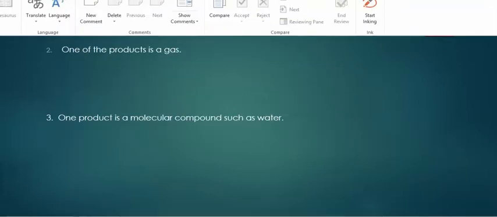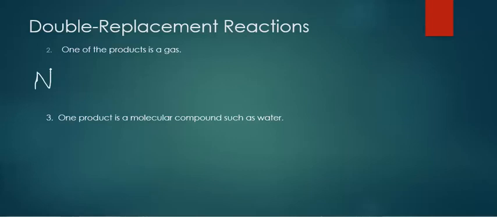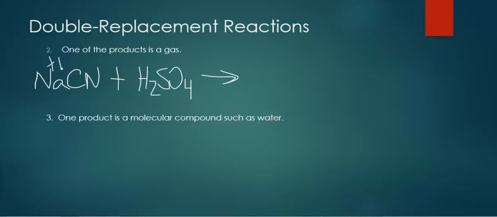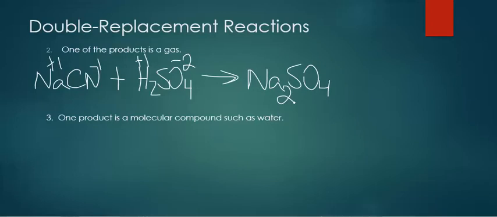Another driver of these double replacements is the production of a gas. Let's say I have NaCN reacting with H2SO4. Two compounds. I'm going to put the charges over here because the positives are going to switch. So sodium combines with SO4 to give me Na2SO4 because of the charges. Hydrogen combines with cyanide to give me HCN. HCN is a gas, and that's what drives this reaction forward. And then I can go back and add coefficients.